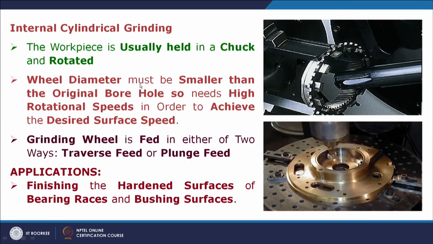These are the photographs of the internal cylindrical grinding, wherein the workpiece is held in the chuck and rotated. This is the internal surface of the hollow cylindrical object, and it is being processed by the grinding wheel, which is in contact with it. These operations are normally done for inner bearing races and bushing surfaces for finishing purposes, and for surfaces which have been hardened.